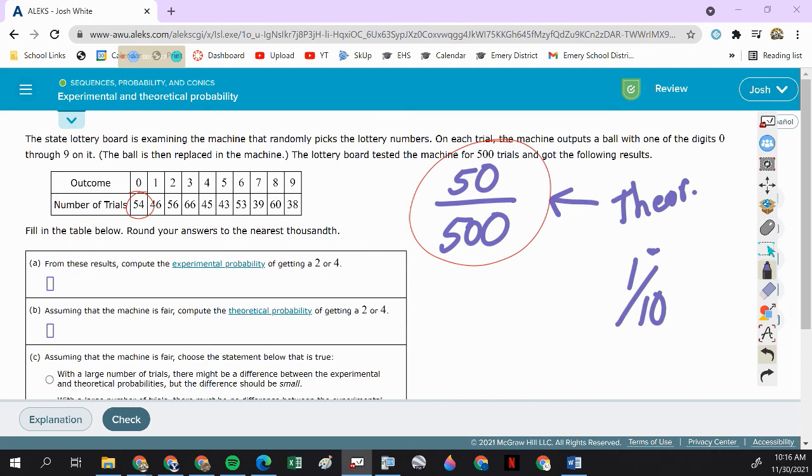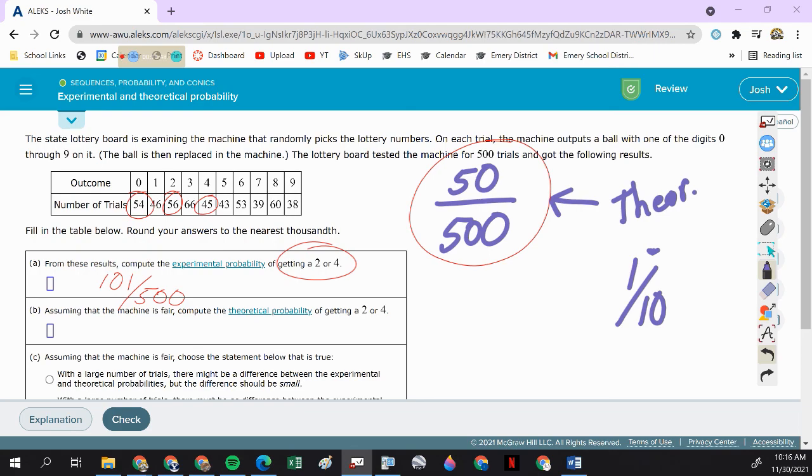Okay? So, what is the experimental probability of getting either a 2 or a 4? So 2s happened 56 times, and 4s happened 45 times. So if you add those together, you're going to get 101 out of 500. So when we did this experiment to test the lottery machine, we ended up with 101 out of 500.